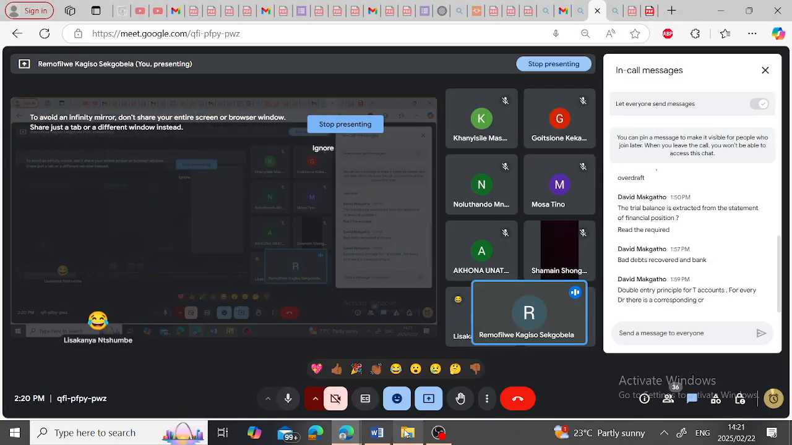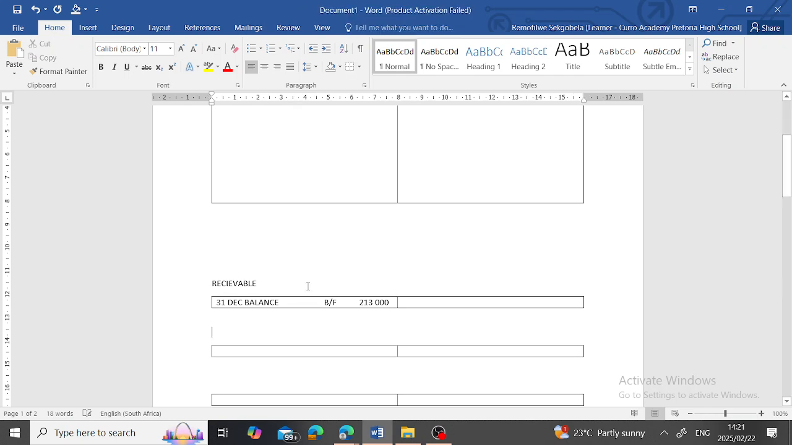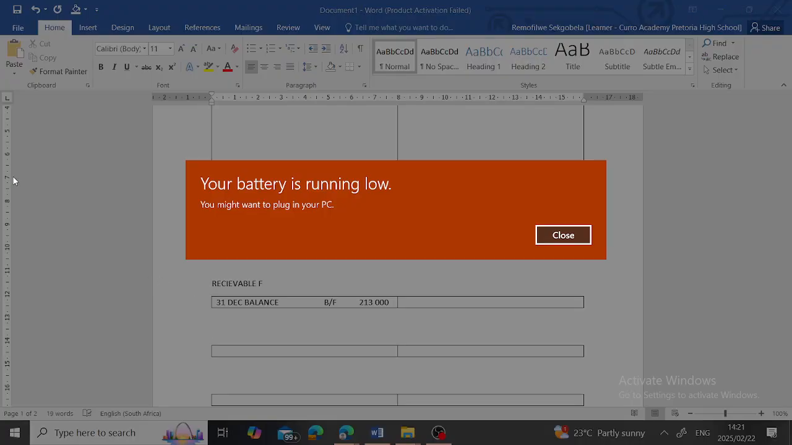So what's the next account that's affected? Receivable F. I'm joking. Yes, what's the next account? Remo, which question are you doing? The question I just sent in the group. Transaction number, which one? Number 1.